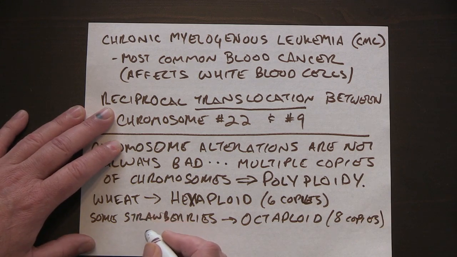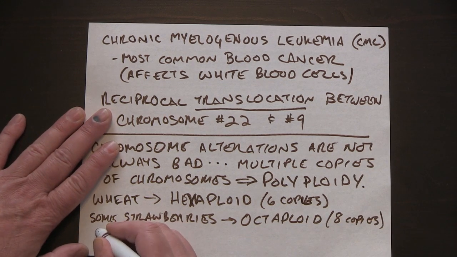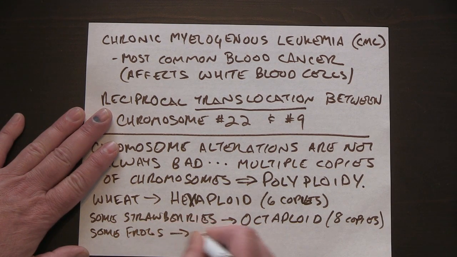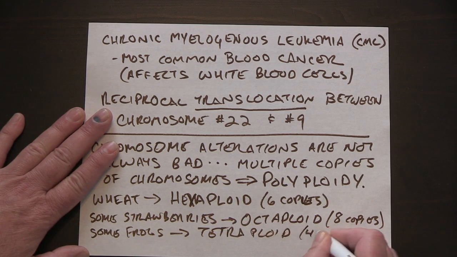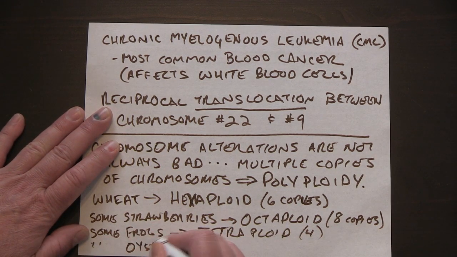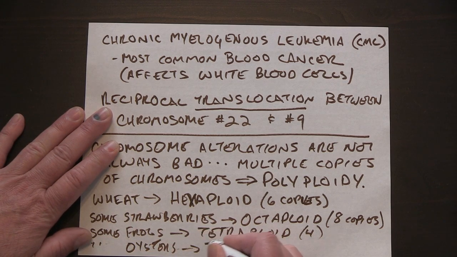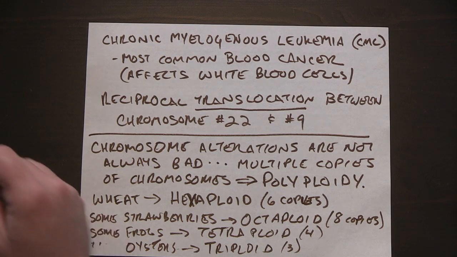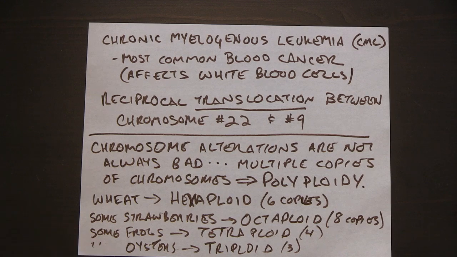There are some frogs that are tetraploid, so they have 4 copies. There are some oysters that are triploid, so they have 3 copies. You kind of get the idea here, right? So there we go. That is the end of the cell reproduction chapter. And that's it.